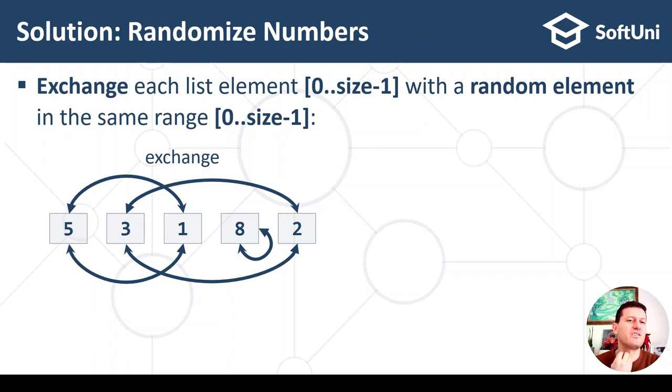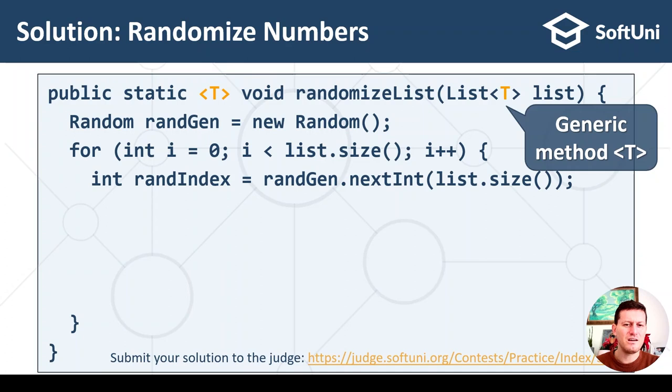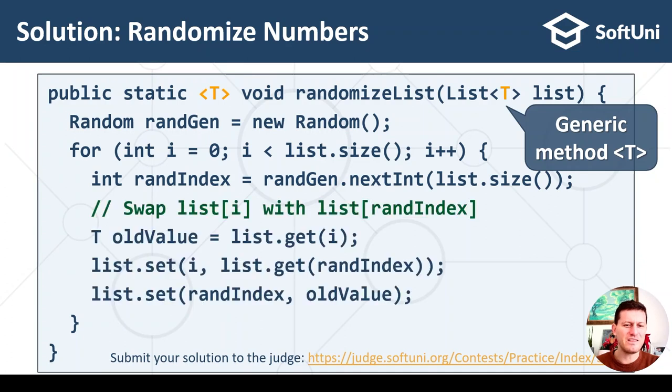This is the easiest algorithm to randomize an array of elements, and this is some kind of implementation where I use generics and I use swap between. It's mostly the same thing which I already have shown to you.